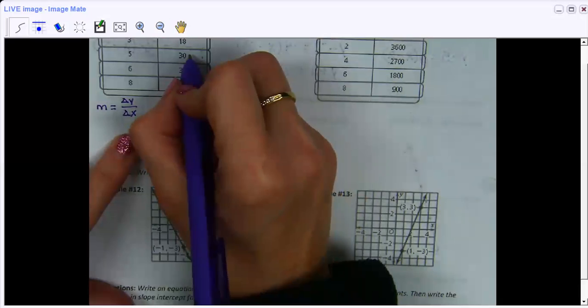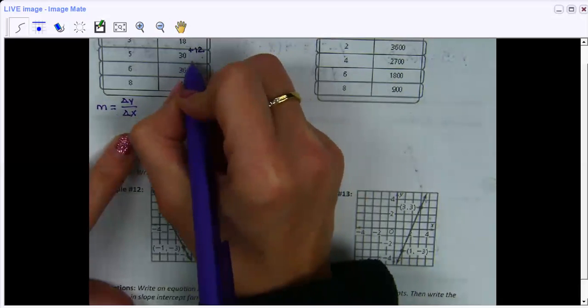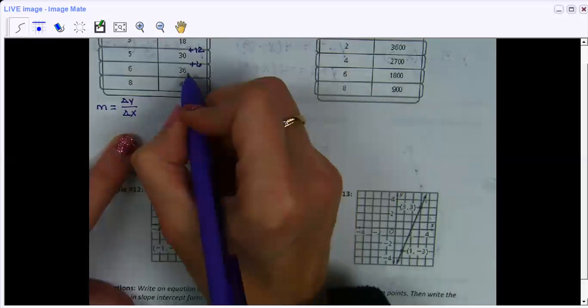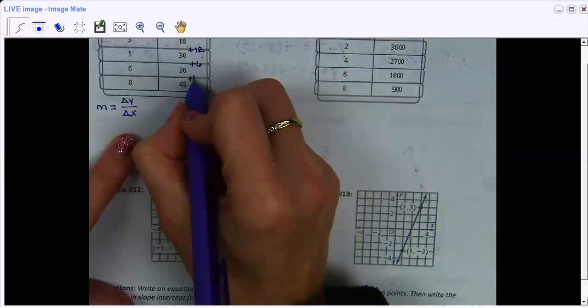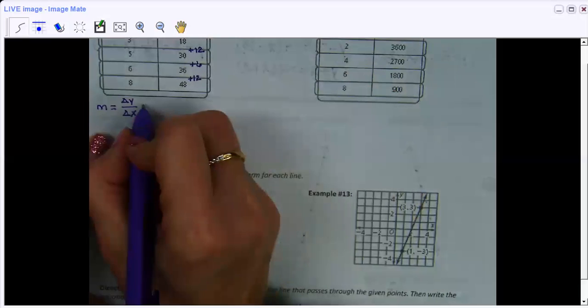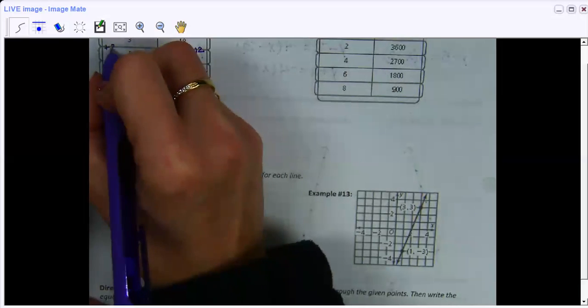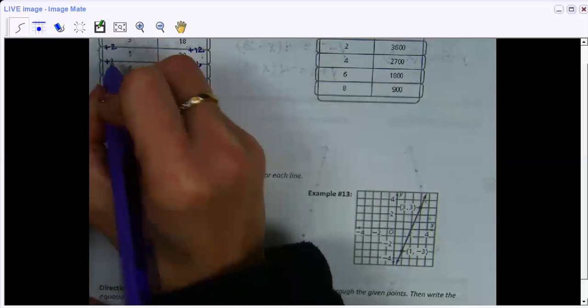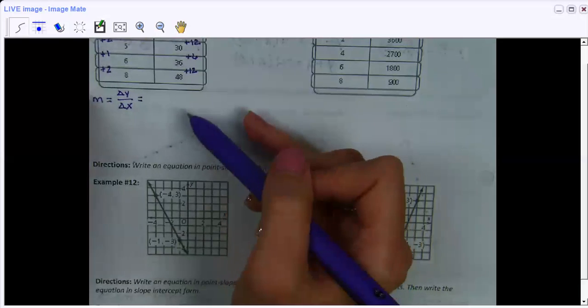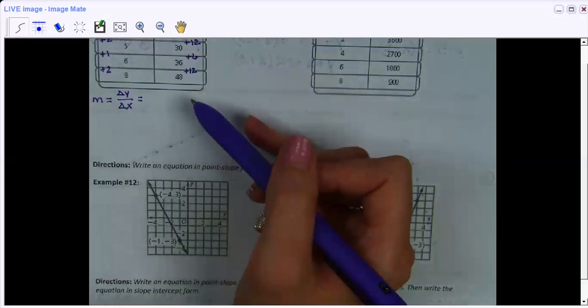Well, from 18 to 30, we're adding 12. From 30 to 36, though, we're adding 6. And then from 36 to 48, we're adding 12. So 12 over. Here we're adding 2, here we're adding 1, here we're adding 2. So what I need to do with the two different ones is to make sure that they're equivalent.